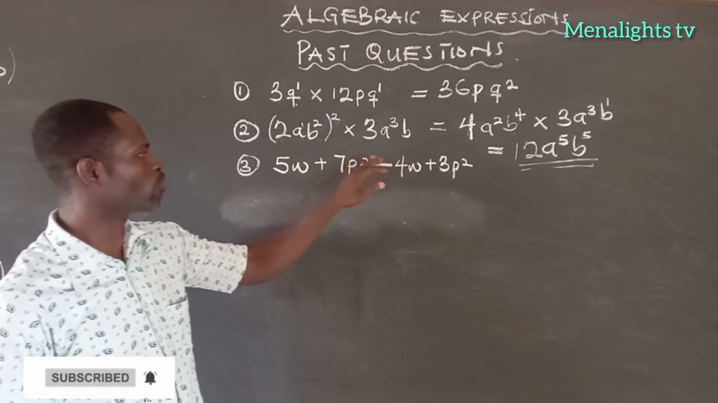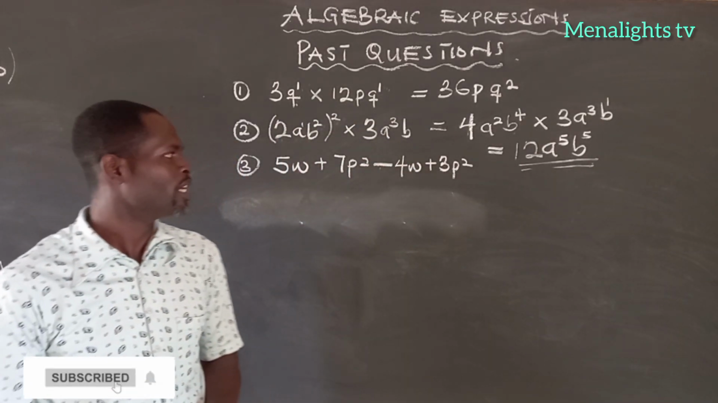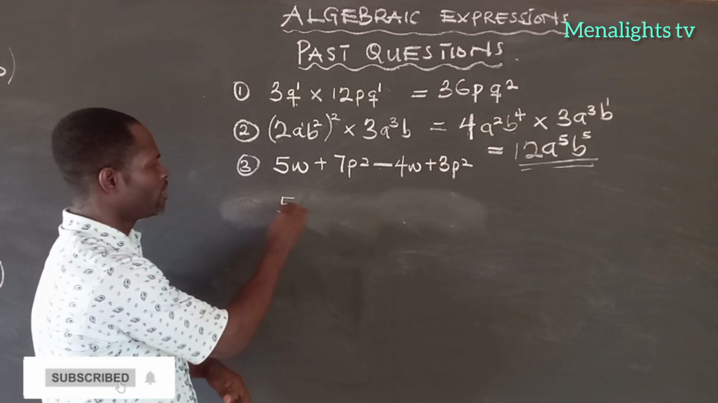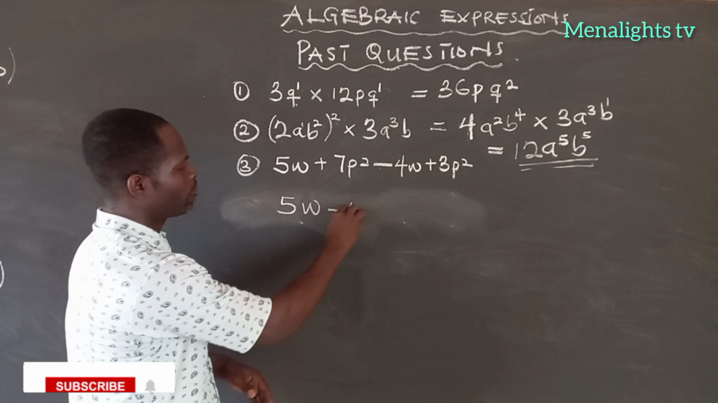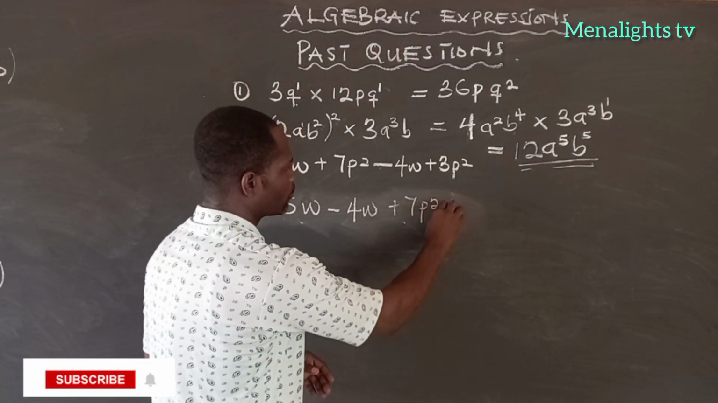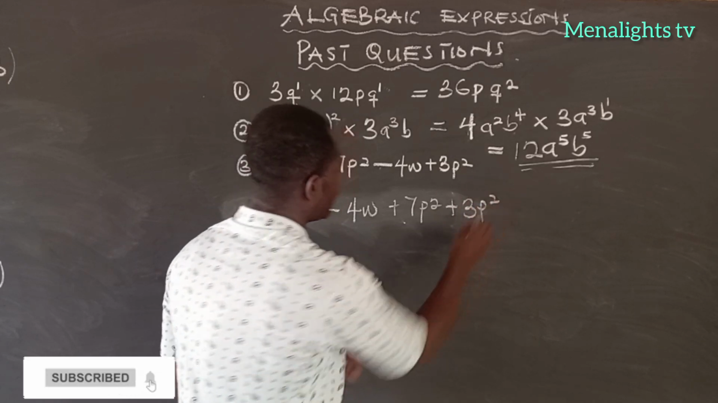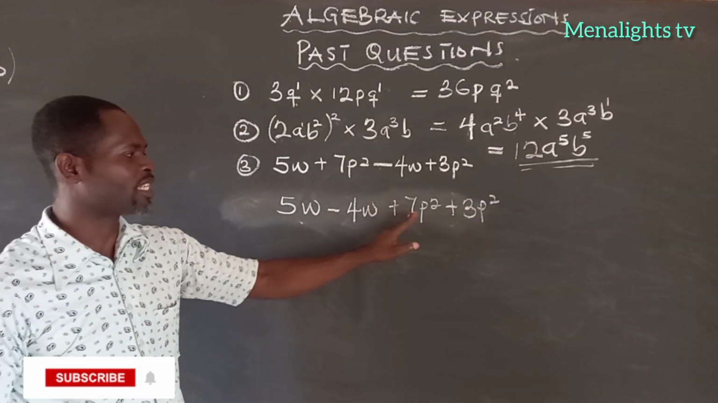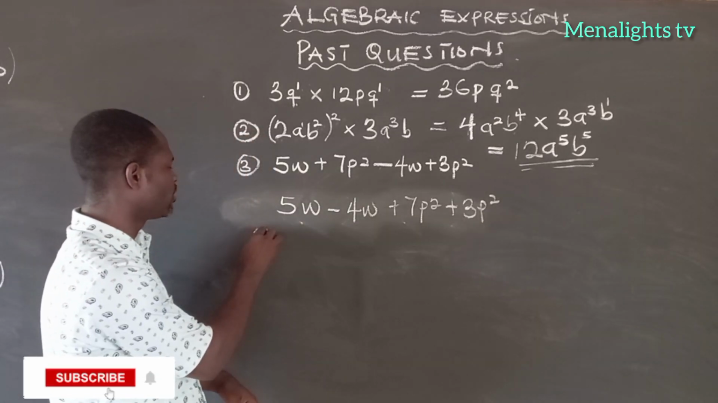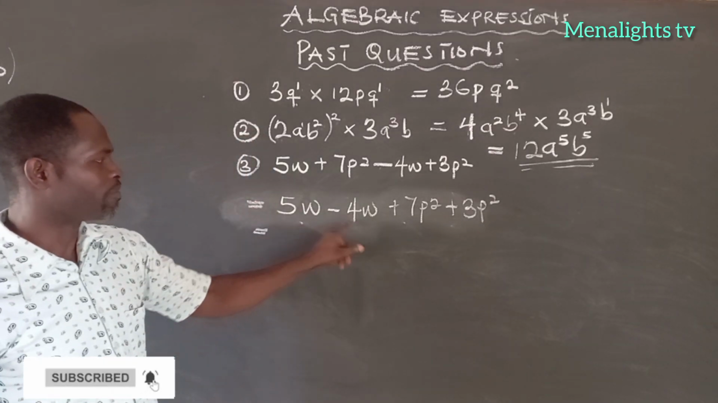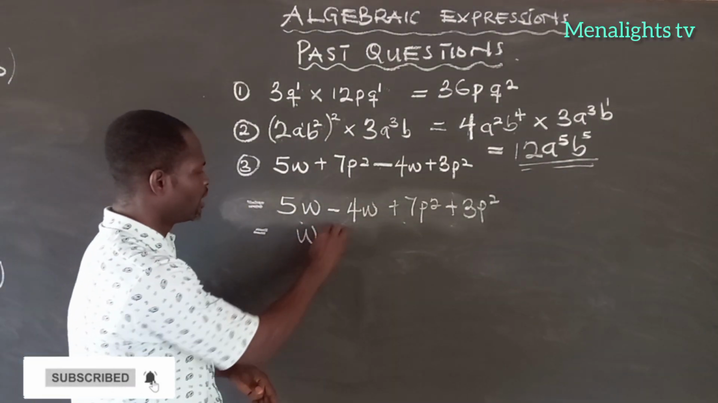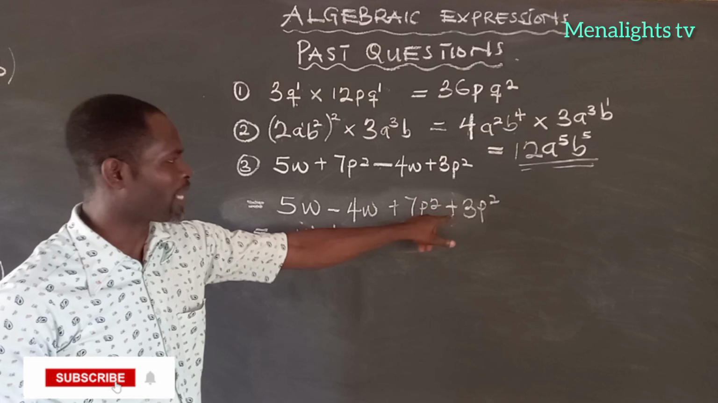5w plus 7p squared minus 4w plus 3p squared. So what we do is we group the like terms together. So you have the 5w minus 4w plus 7p squared plus 3p squared. So here 5w minus 4w, we are left with what? Only w. So w plus 7p squared plus 3p squared.